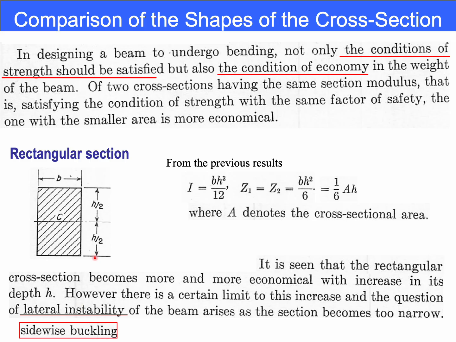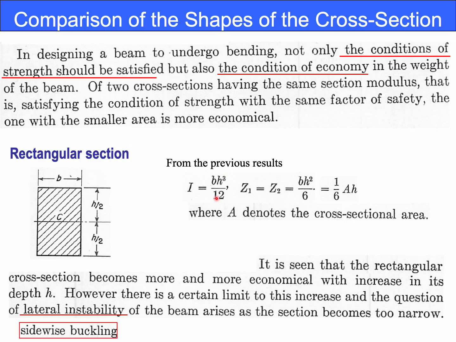Look at the rectangle sketch. Width is b, depth or height is h, and centroid is marked C at the mid-depth. Distances from the centroid to top and bottom are h/2 and h/2. Now the formulas shown are the standard results.